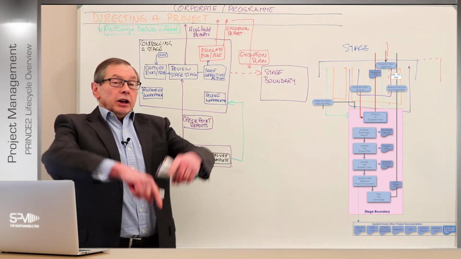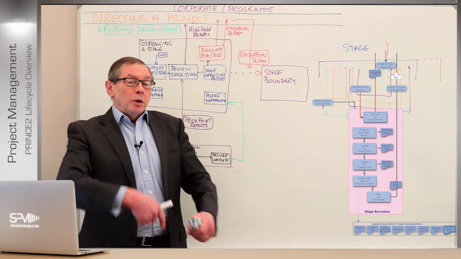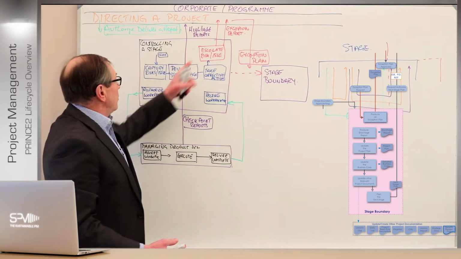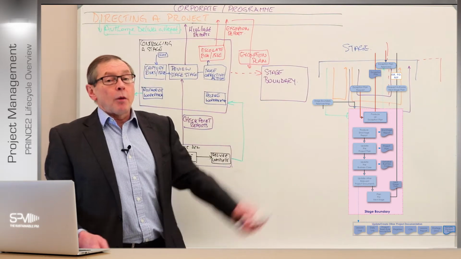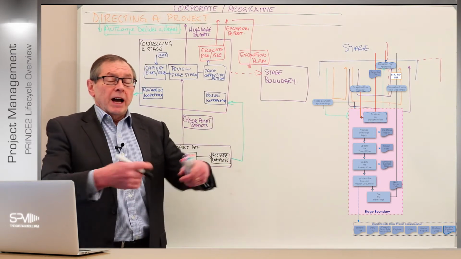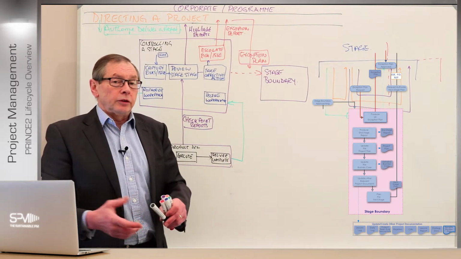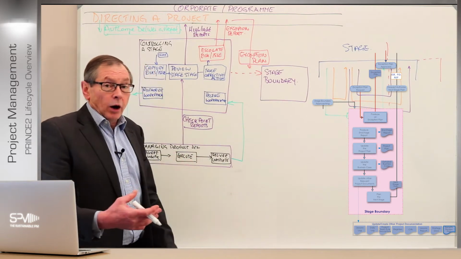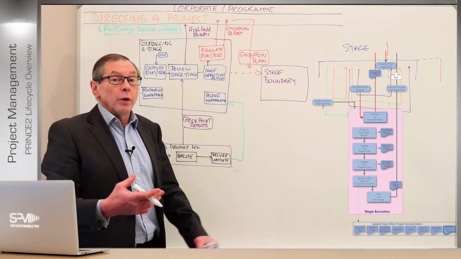Now, winding all that back, as soon as we've gone through a normal stage and we've completed all the work at the stage, now we're at the boundary. Now we've come to the end of the stage. We've done all the products we needed to do for the stage. So what we want to do now is get the board to make a decision about where we are at the moment.